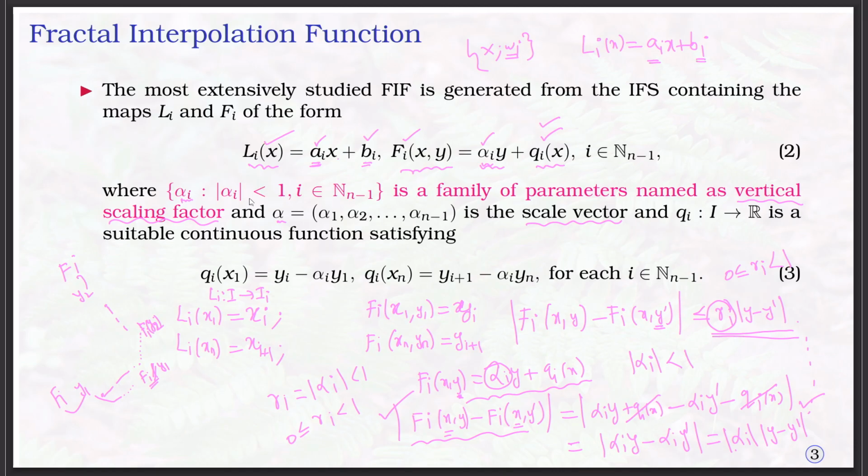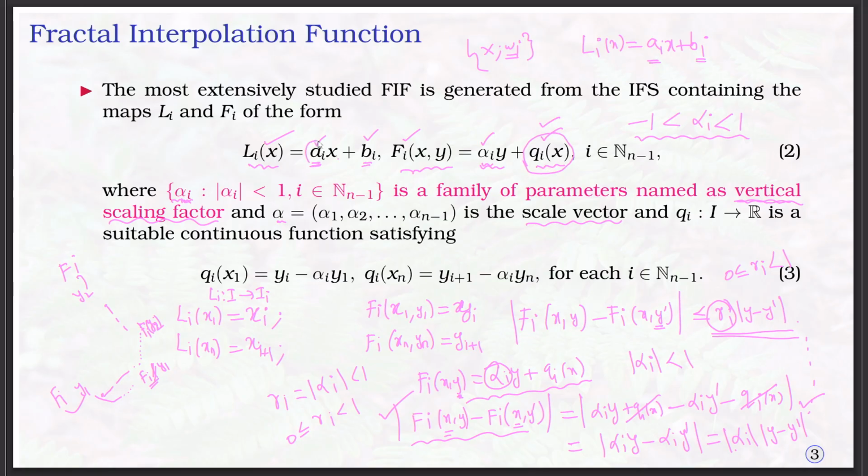This controls the data in the y direction. Therefore, we can call it a vertical scaling factor. So, alpha i varies: it is less than 1 and greater than minus 1. By varying this in between minus 1 to plus 1, we can control the points in the y direction. Then what is the role of this qi of x?